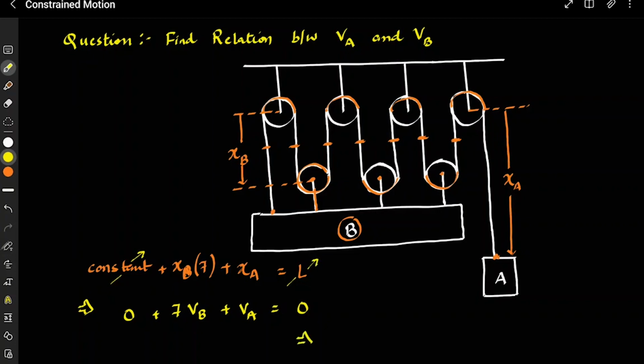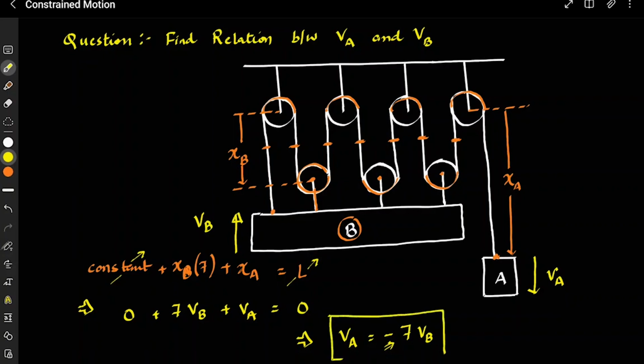And from here I will get the relationship between A and B: velocity of A is equal to minus 7 times velocity of B. This negative sign indicates that if velocity of A is in this direction, B will be moving upward in this particular direction. The relationship is VA equals minus 7 times VB. So this is your answer, which you could have actually found orally also without any pen or paper.